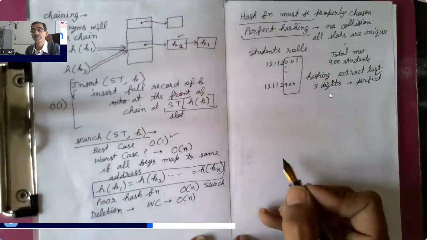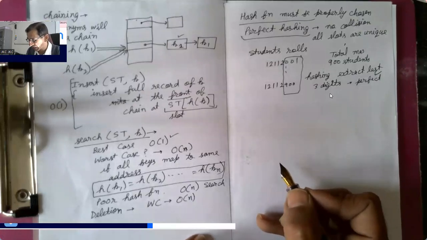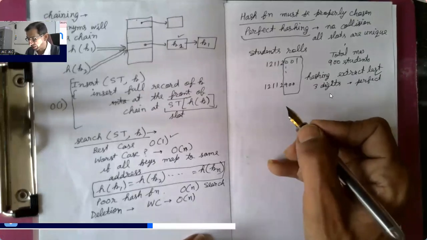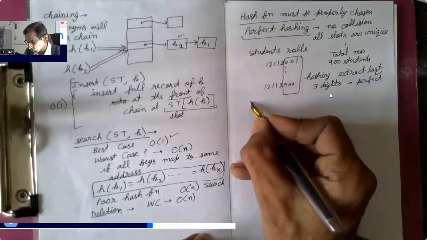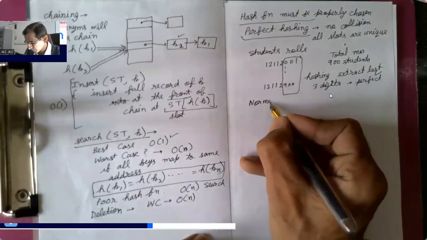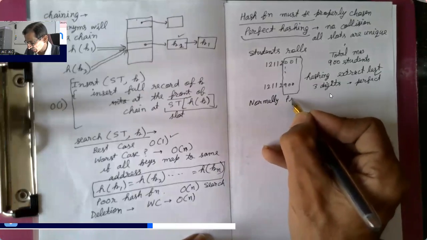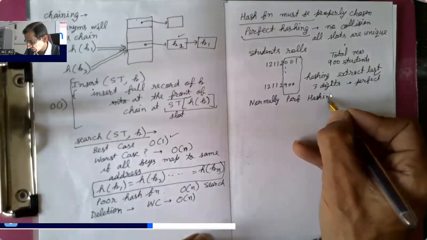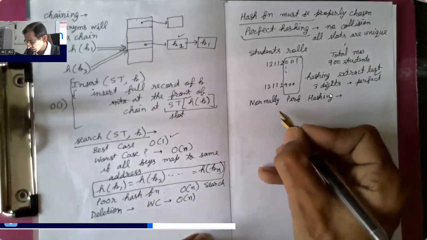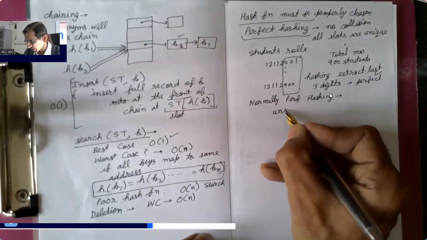But obviously it will not be the situation with every data. So I have to think of finding whether perfect hashing is possible. If perfect hashing is not possible, normally it will not be feasible. So perfect hashing is rarely possible, especially when we have data in different ranges. Then we want to achieve uniform hashing.